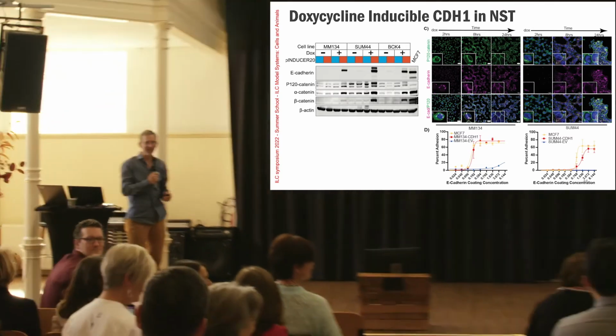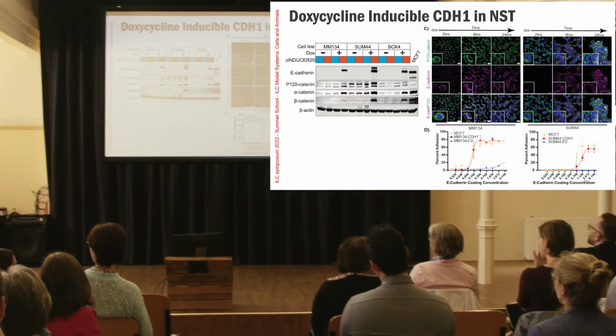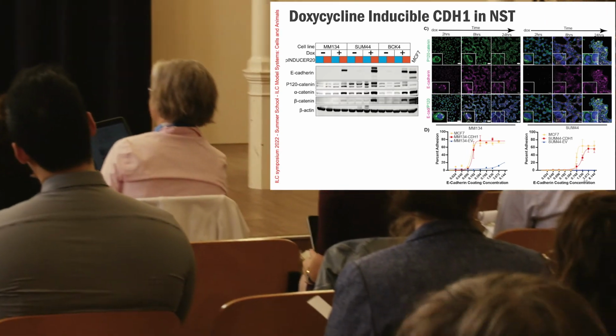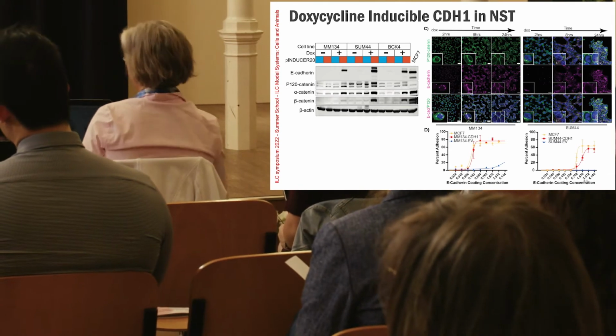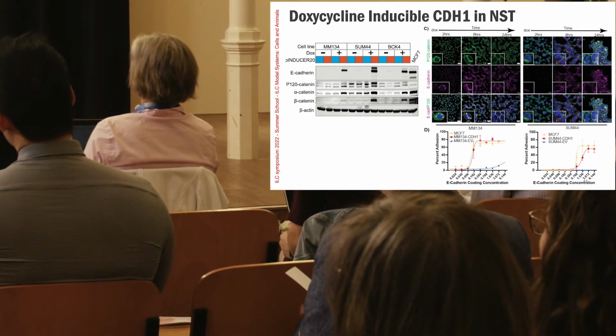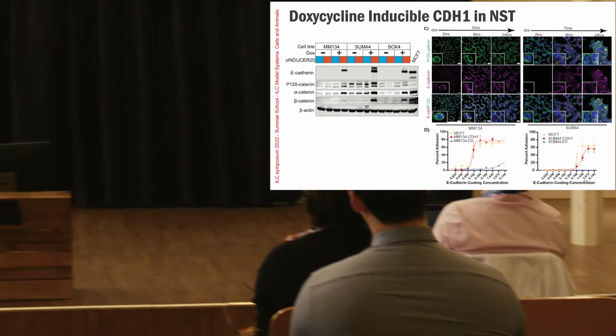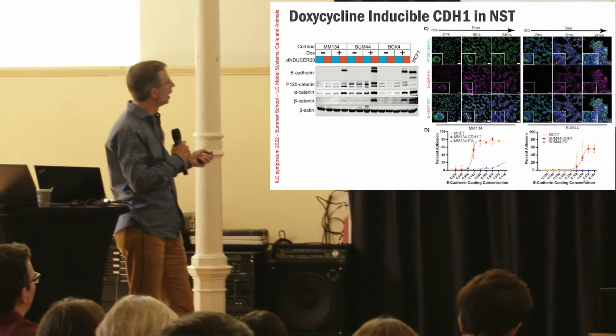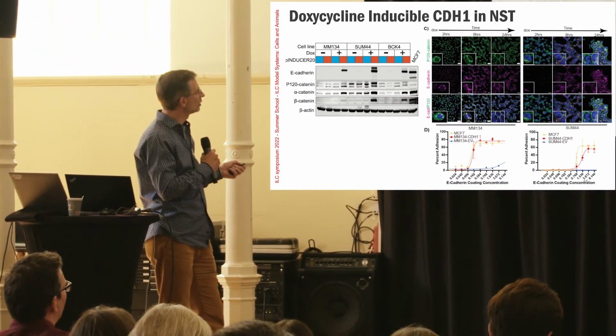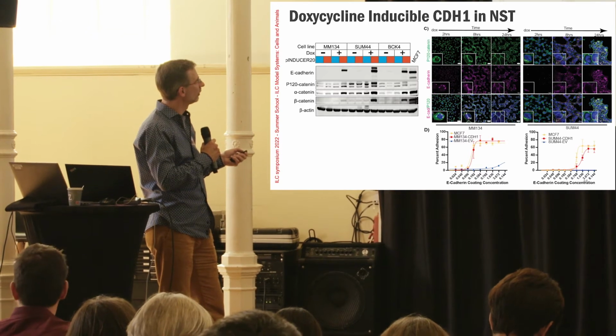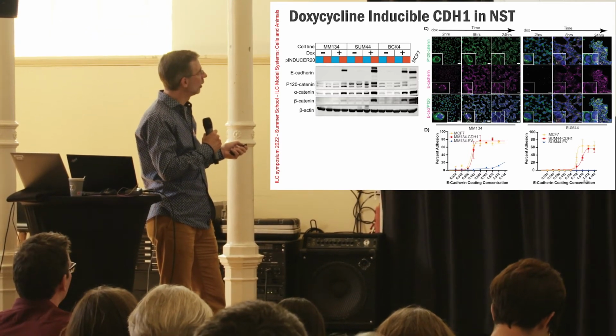She has a poster here, and Laura can tell you about this, but basically the E-cadherin, because it's a tumor suppressor gene, is toxic to cells. They don't like it, that's why they got rid of it. So she had to develop a doxycycline-inducible system to do that. So this is doxycycline-inducible overexpression of E-cadherin in the 134 cell line, the SUM44, and the BCK4. You can see it overexpressed here.